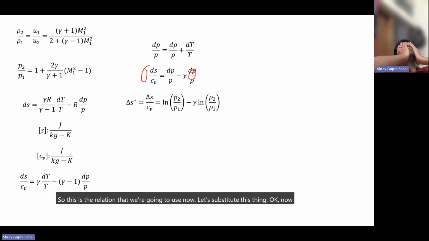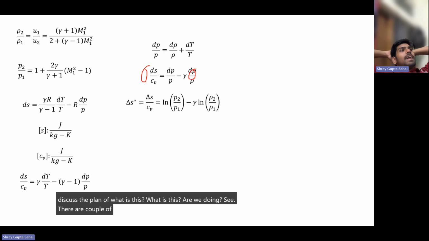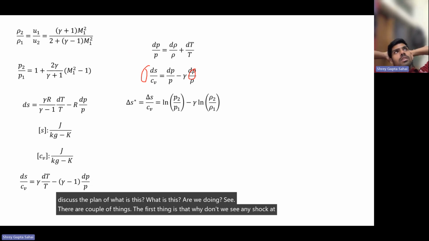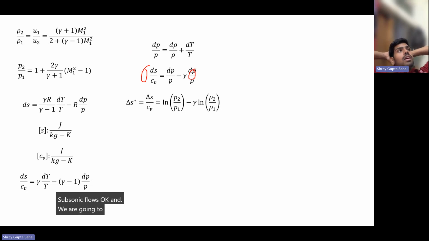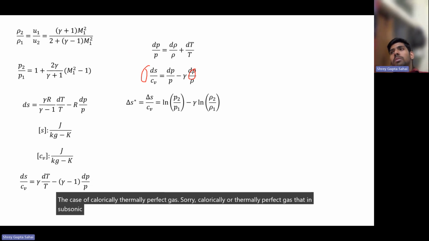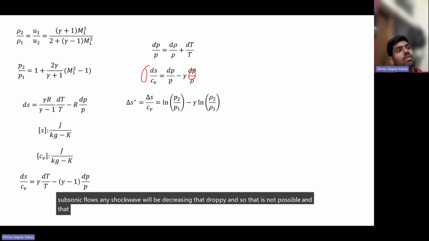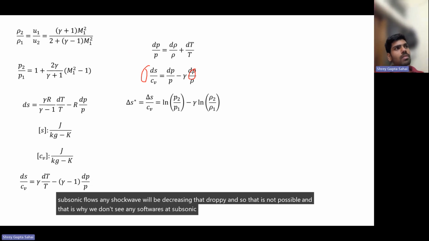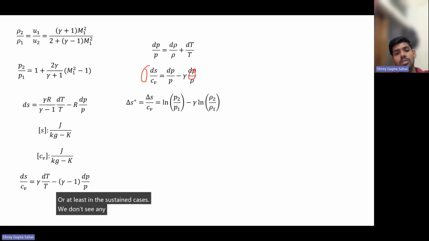Now let's discuss the plan. See, there are a couple of things. The first thing is why don't we see any shock at subsonic flows? We are going to show with the help of the case of a calorically or thermally perfect gas that in subsonic flows, any shock wave would be decreasing the entropy. That is not possible, and that is why we don't see any shock waves at subsonic flows, or at least in the sustained cases when thermodynamic equilibrium occurs, we don't see persistent shock waves.